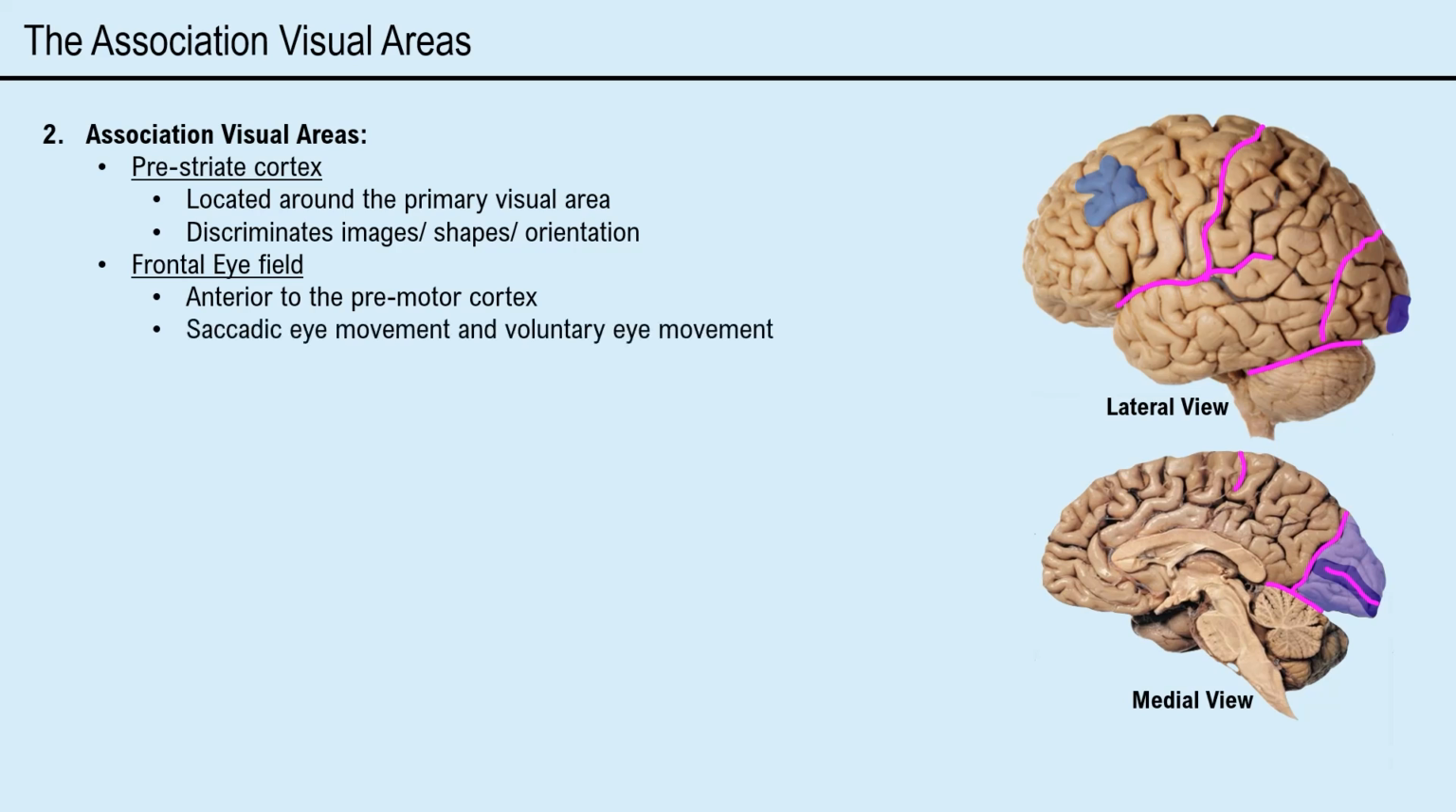Saccadic eye movement is the rapid unconscious eye movement made between two focus points, largely when visualising stationary objects such as words on a page or seated people in a room. The frontal eye field is also responsible for instigating voluntary movements of the eye, like when rolling them in exasperation.